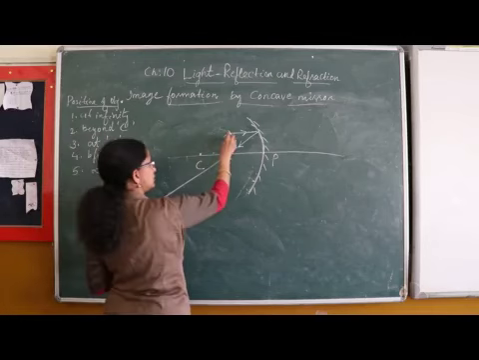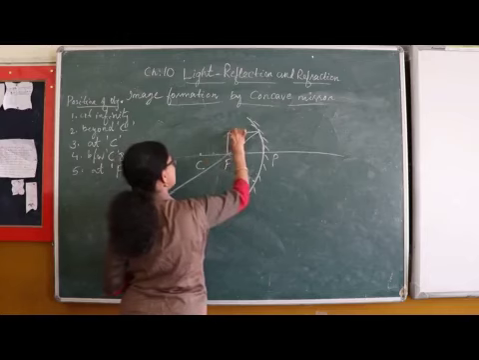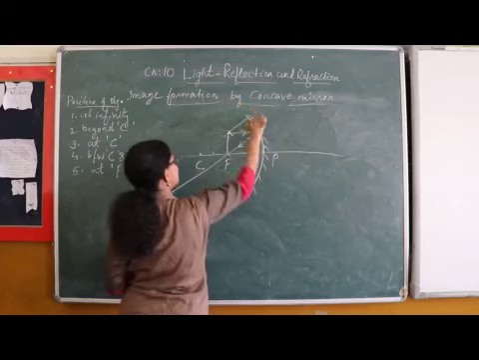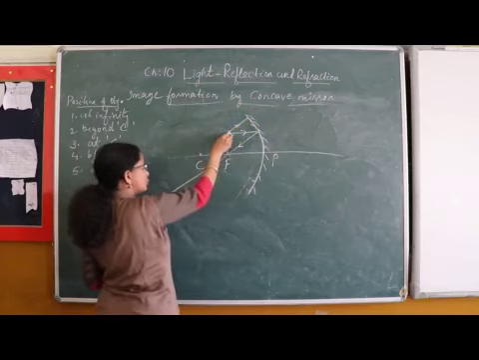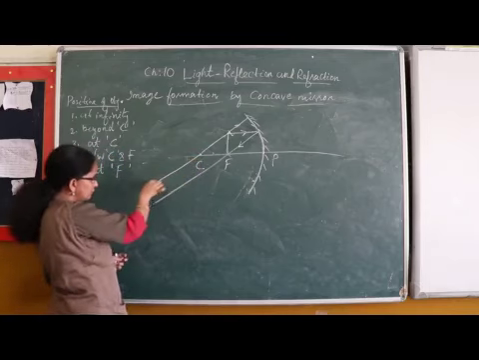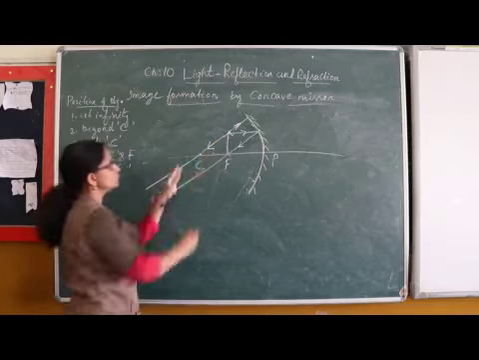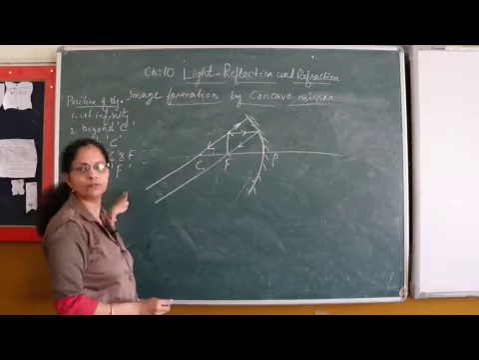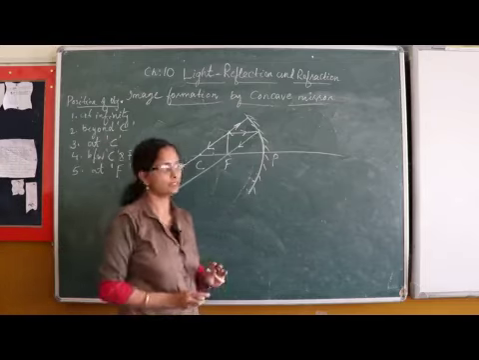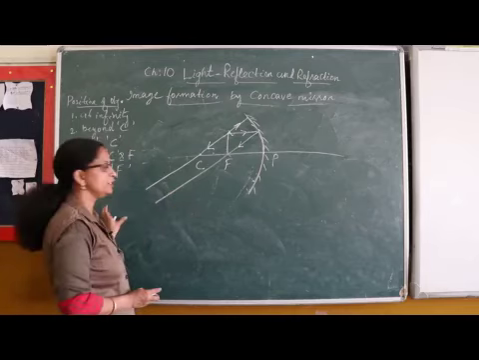Another ray we are considering is the ray that strikes through the center of curvature. The ray that is striking through the center of curvature reflects back through the center of curvature itself. And it is found that in this case, the image of the object is formed at infinity.